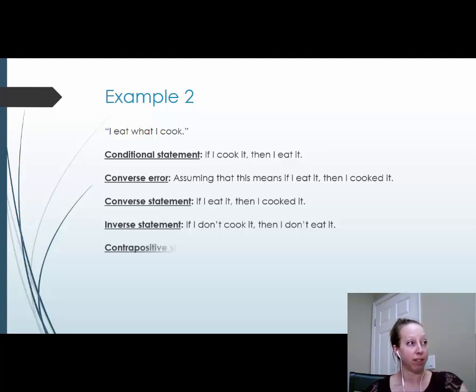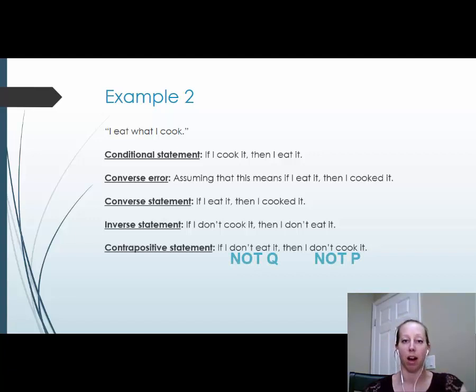Next, the contrapositive statement negates both clauses and reverses the order. So make sure, again, you copy those definitions down on 10.1. Sorry to sound like a broken record. This is impossible without those definitions. So see, both clauses are negated here. They both say I don't, but the order is now reversed from the original conditional statement: if I don't eat it, then I don't cook it. So the order gets reversed. It goes, if not Q, then not P.